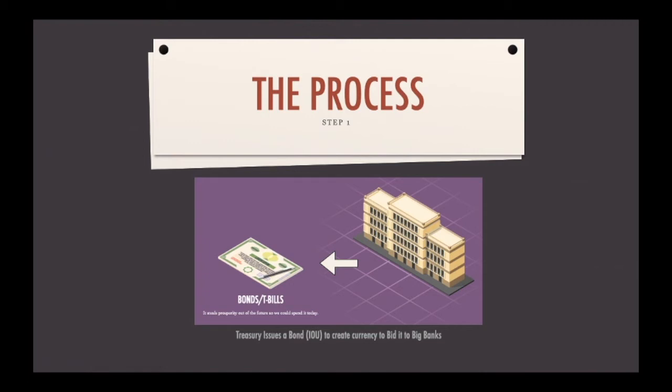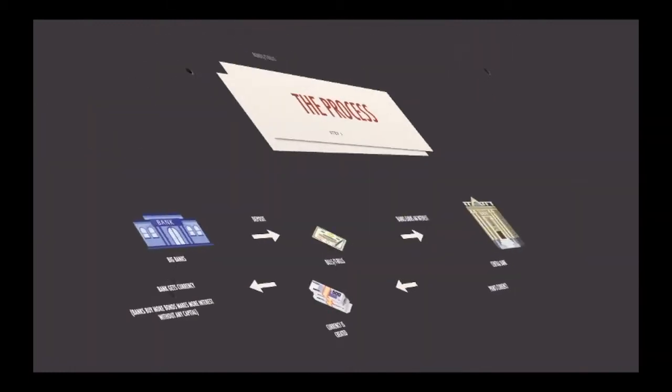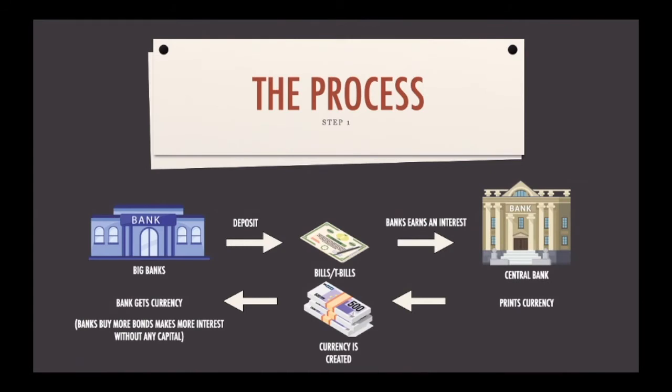And the treasury issues the bonds and the banks bid on the bonds so they could make a profit. The big banks are the middlemen. They make profit by buying bonds from the treasury, and then here's what happens. Once they bought the bonds from the treasury, they deposit them to the central bank, making an interest out of it, a profit. And then the central bank issues a check. It's good as cash, and there you go, currency is created.